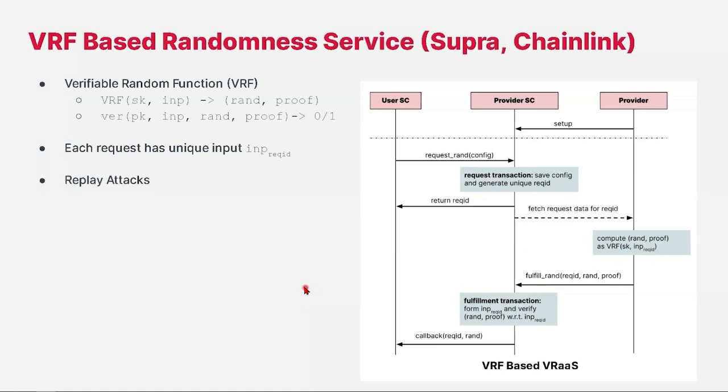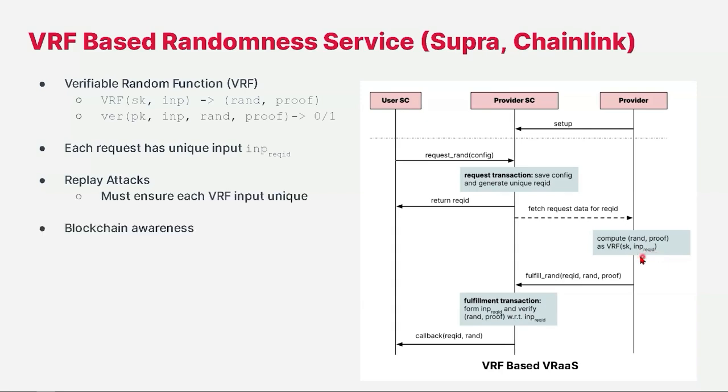So that's why we need to worry about replay attacks. We can't allow the same input to be used twice. The underlying security only holds for fresh inputs. If an input's already been queried, there's no guarantee of pseudo-randomness for the VRF. So we need to make sure each input is unique. That's one of the key things here.